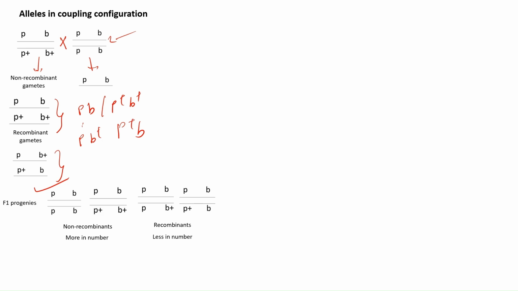Now, in the F1 progeny, what will we get? This gamete combined with this gamete gives PB. This gamete combined with this gamete gives PB, P plus B plus. This gamete combined with this gamete gives P, B plus. And this gamete combined with this gamete gives P plus B. So this is the parental type, and this one is also the parental type. These are non-recombinants and more in number. The rest are recombinants, less in number.